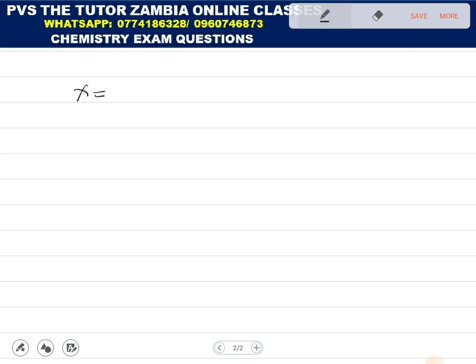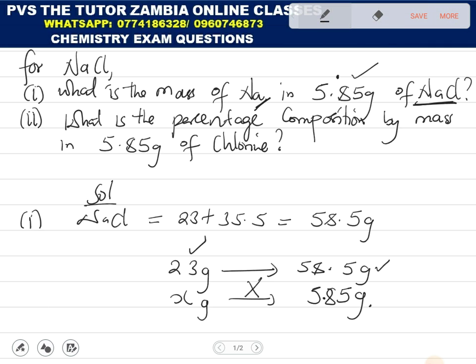In that case, we end up getting 2.3 grams of sodium. Cross multiplying, then dividing by 58.5 should give you 2.3. That's all. That's the mass of sodium.